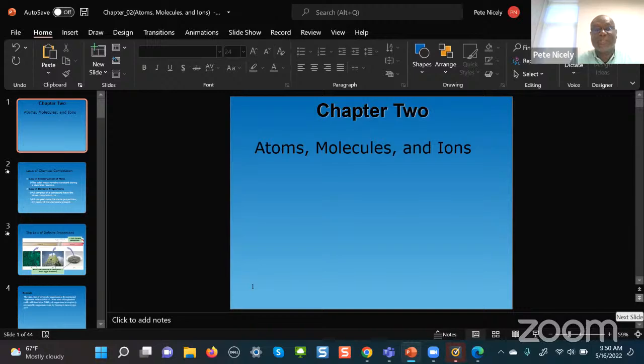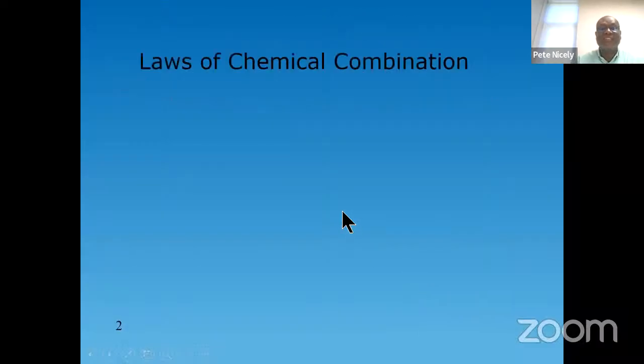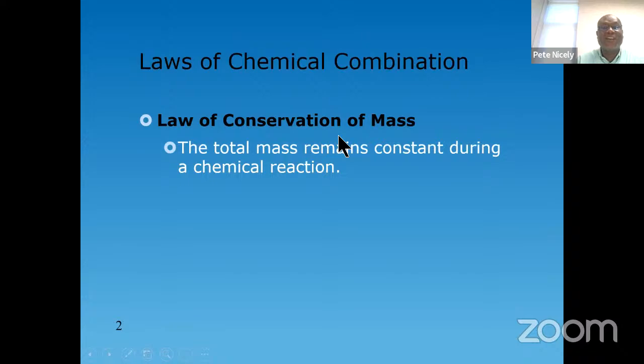And as promised, I'm going to go through this rather quickly because, again, this is something that you should have met before in your introductory chemistry course. So the first thing we're going to discuss here is what is known as the laws of chemical combination, all right? And the first law we're going to talk about is the law of conservation of mass.